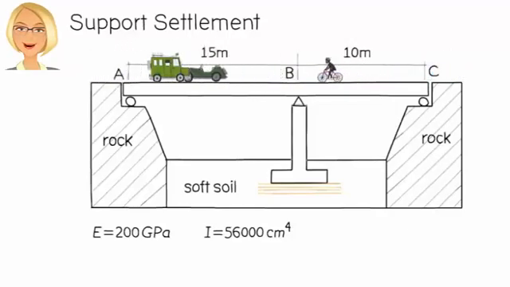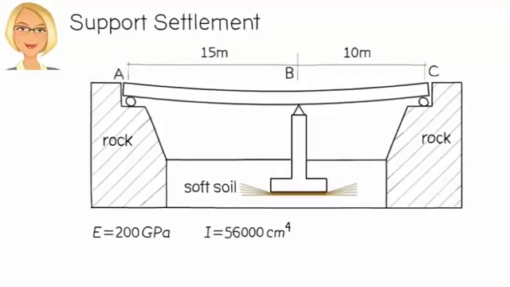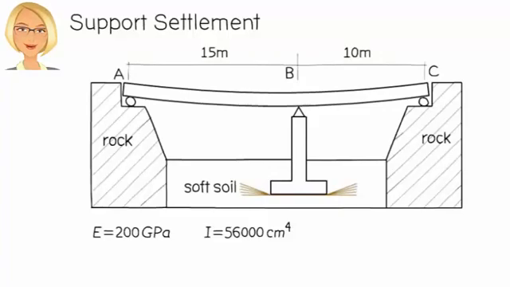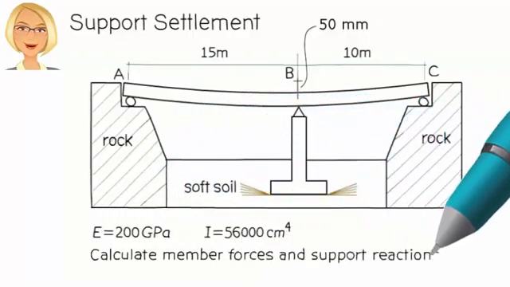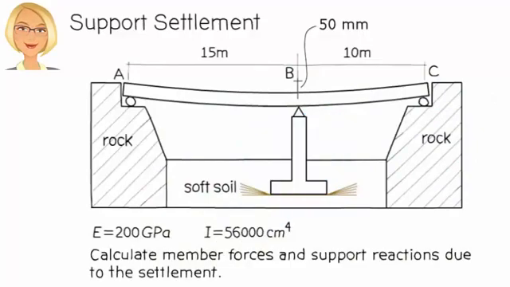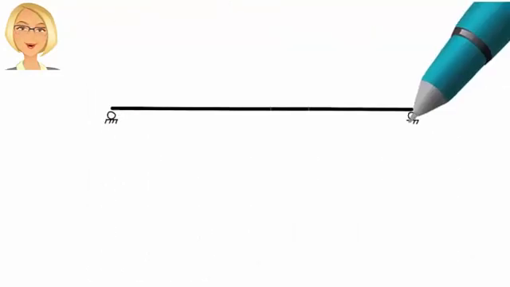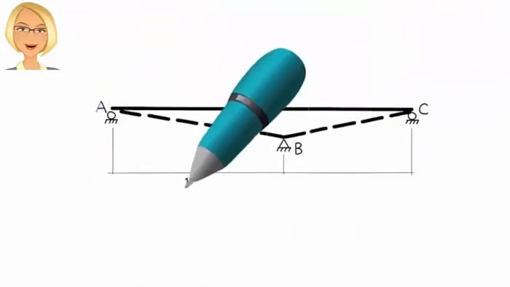After the bridge has been constructed and operational for some time, the soft soil under the structure settles, causing a downward displacement of the substructure by 50 millimeters. Consequently, point B displaces downward by the same amount. We wish to determine the effect of this displacement on the beam. More specifically, we want to compute member forces and support reactions caused by the support settlement. Once these forces are computed, we can then assess the impact of the settlement on the overall health of the bridge.